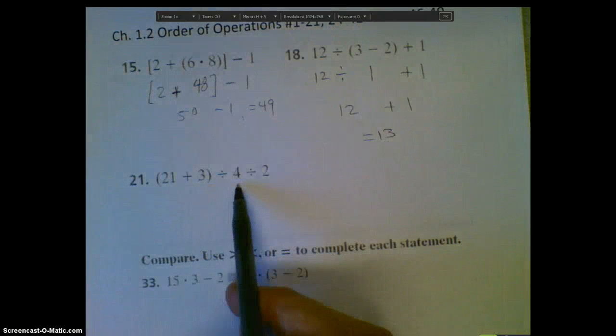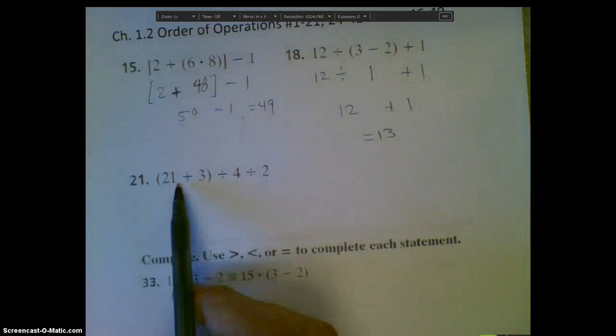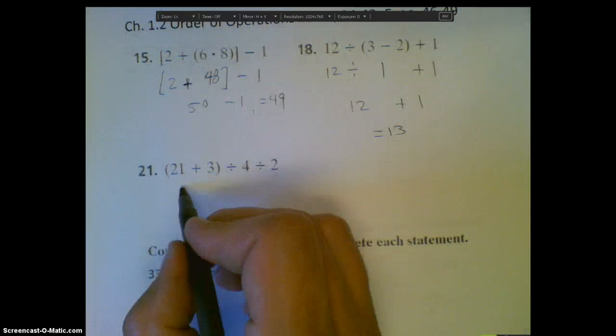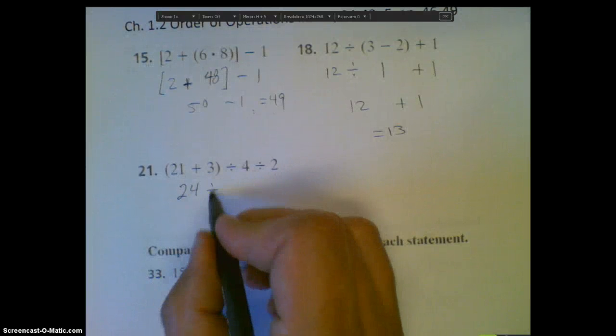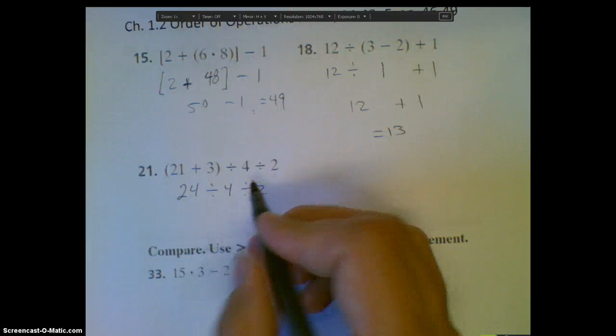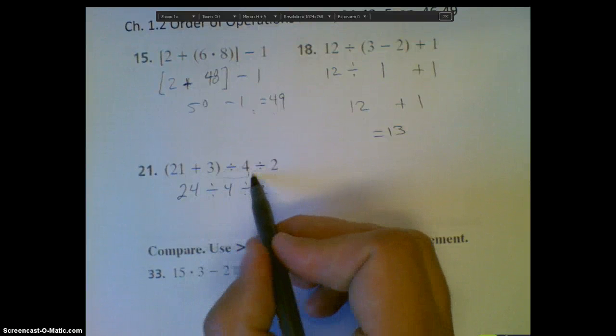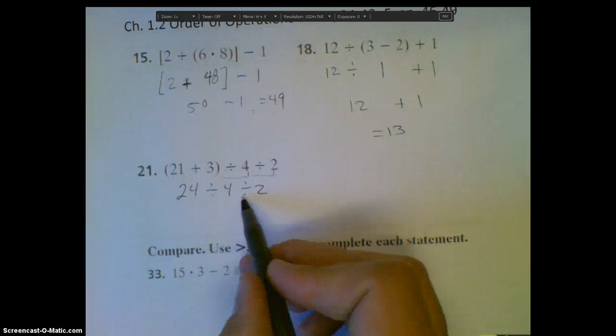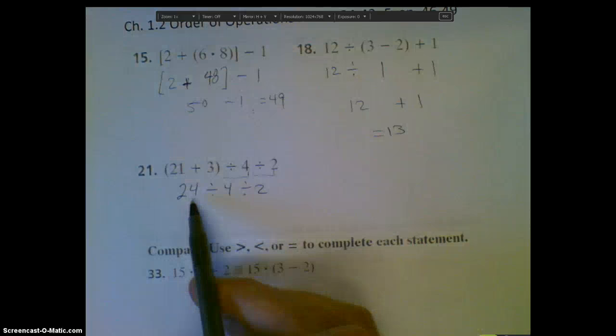21 plus 3 divided by 4 divided by 2. Oh, there's division. Which one do I do first? The parentheses. 21 plus 3, that's 24, divided by 4 divided by 2. I'm just bringing this term and this term down into my next row. So now I can do either one.